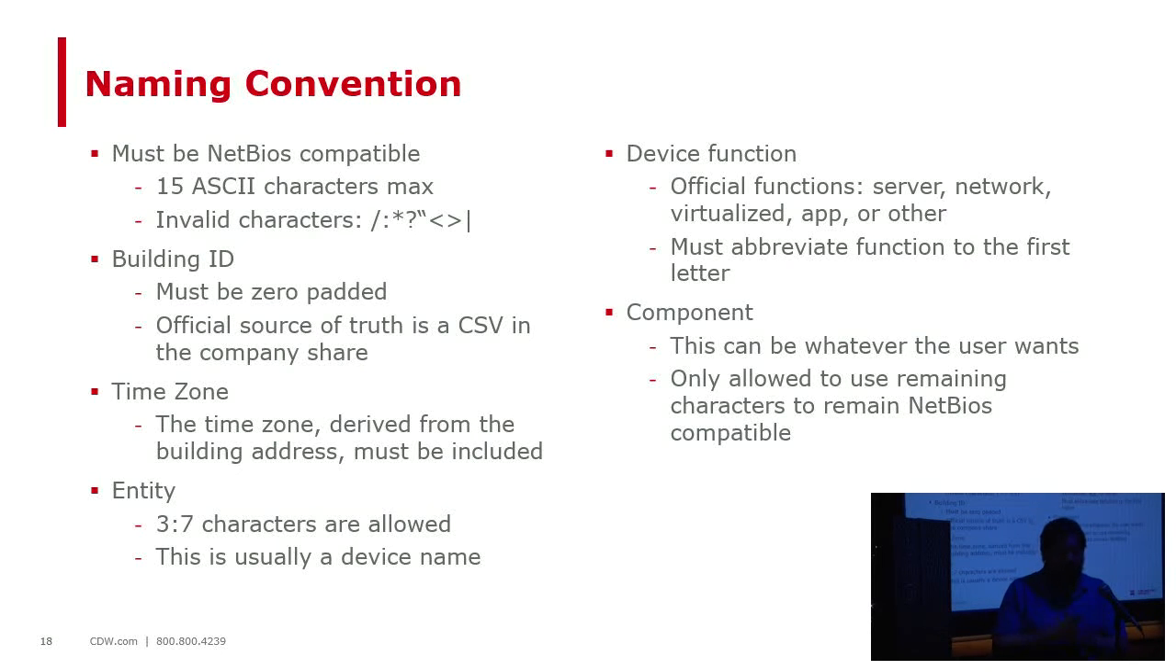All right, so our goofy naming convention. We must have it be NetBIOS compatible. And we are taking this from things we have seen in the field in the last couple years. That is still a problem for people, I guess. We need a building ID because we have a lot of locations. It has to be zero padded, and our source of truth is this CSV file parked on a share somewhere. I don't know why, but that's why. It has to have the time zone in it. Whose idea was that?